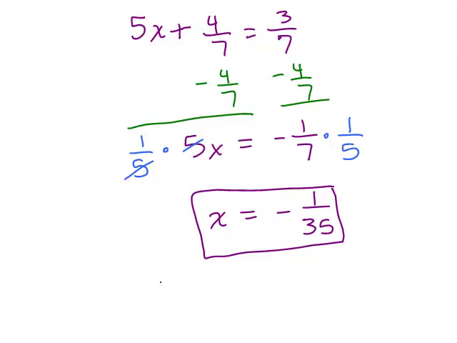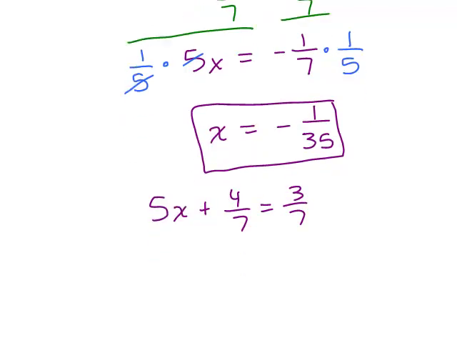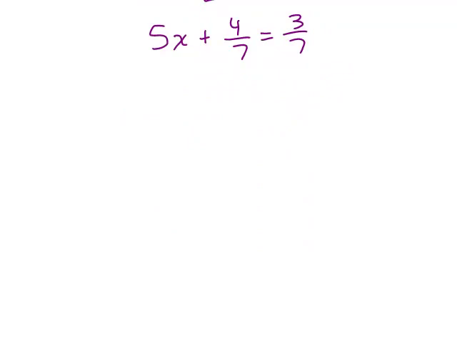Okay, method 2. So we're going to have, again, the same equation, 5x plus 4/7 equals 3/7. All right. Now, what we could do is, instead of getting the variables on one side and the constants on the other side first, we could eliminate the fractions by multiplying by the least common denominator. So there's only one number in the denominator, a 7, so that's the least common denominator.